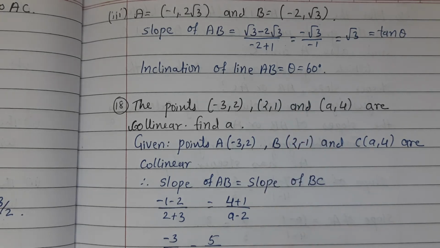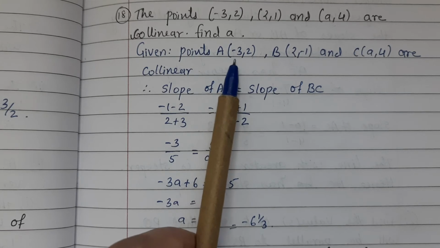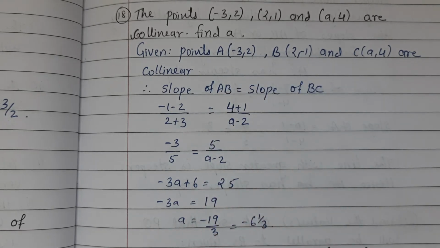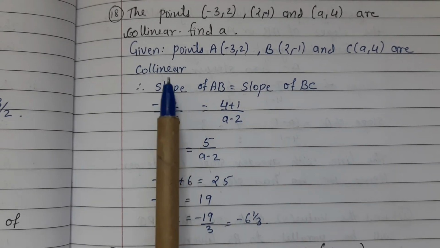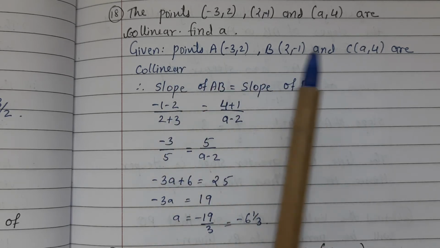Sum number 18. The points (-3, 2), (2, -1) and (a, 4) are collinear. Find a. Given points A(-3, 2), B(2, -1) and C(a, 4) are collinear, means slope of AB is equal to slope of BC.